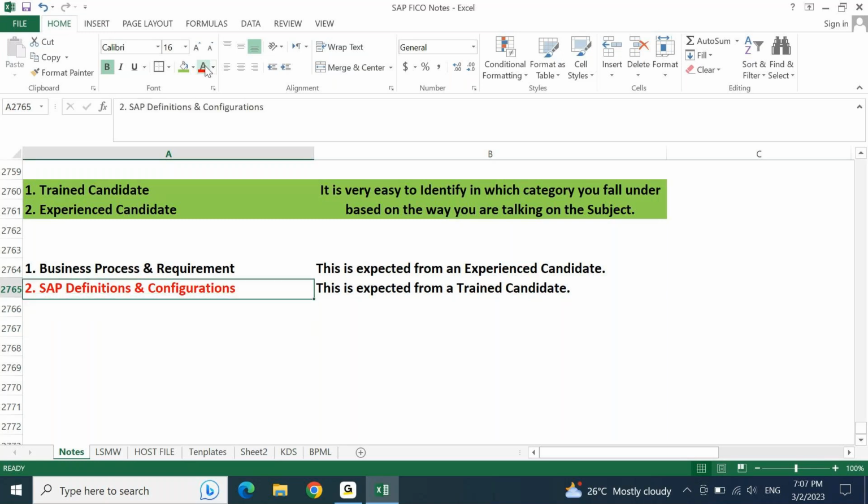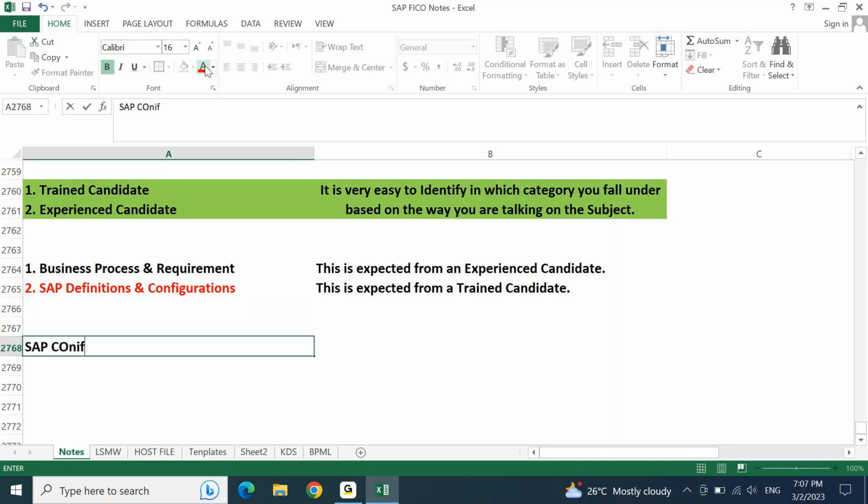SAP configs and definitions alone are not going to help us to clear the interview. No matter where you are attending, which company is immaterial. Straight away, you will get rejected. I'm telling you upfront, you will get rejected.